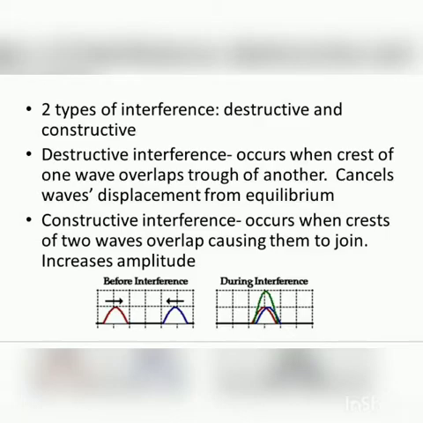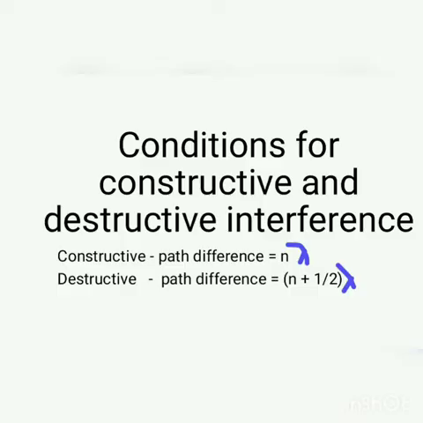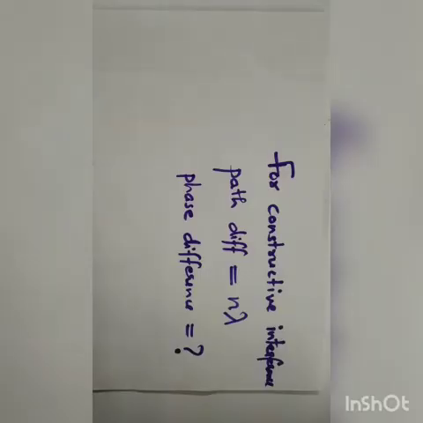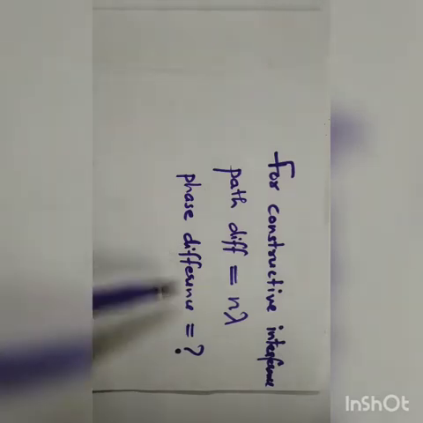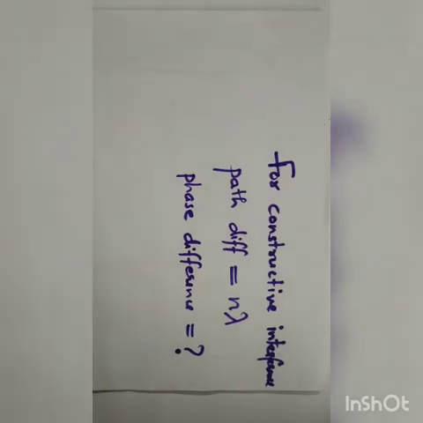Now, what were the conditions to get constructive interference? If path difference is n lambda, you get constructive interference, and if path difference is n plus half lambda, it is destructive interference. We studied that the condition for constructive interference is path difference equals n lambda. Now let us try to find out what is the equivalent phase difference.